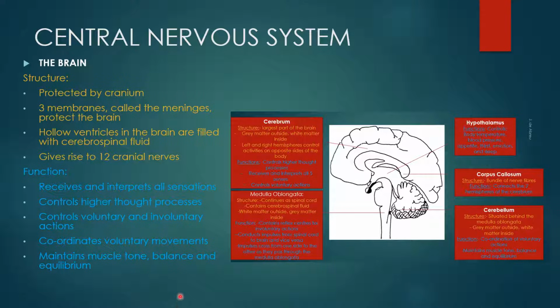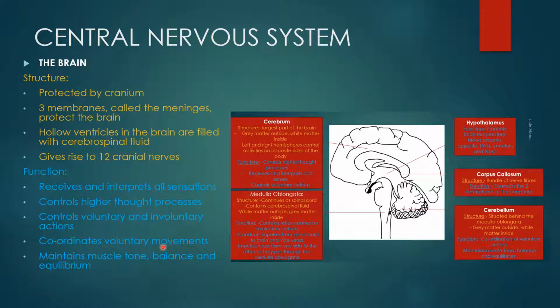Okay, so like I said, the functions of the brain is very easy because it's basically directly tied to the functions of the subsections of the brain. So the cerebrum controls higher thought processes. It receives and interprets all five senses, receives and interprets all sensations. It controls voluntary and involuntary actions because the medulla oblongata here contains reflex sensors for involuntary actions.